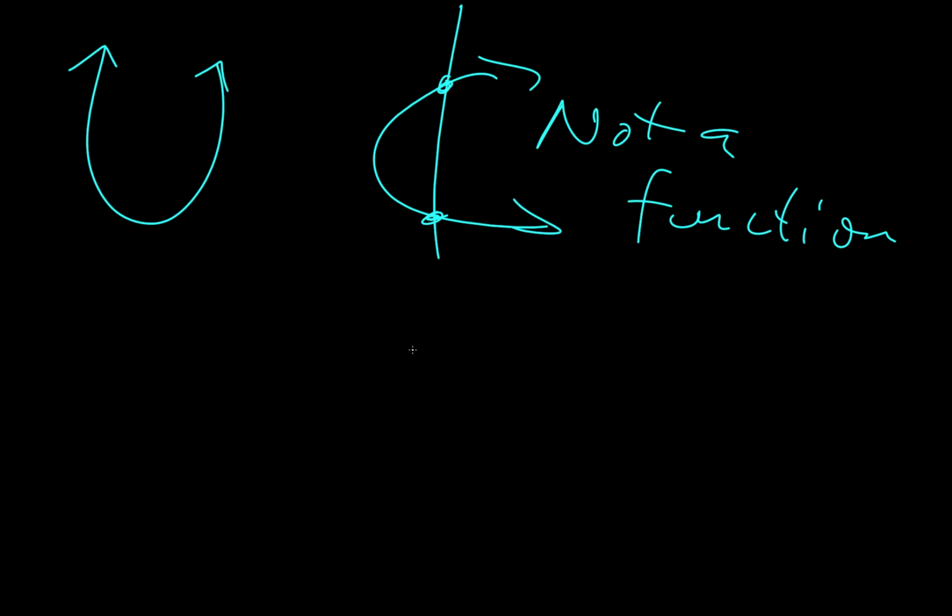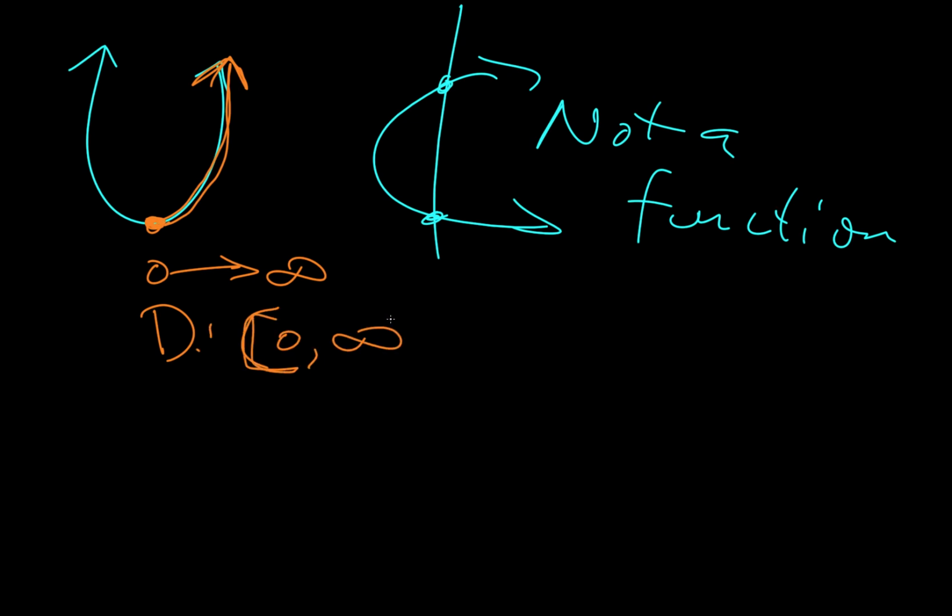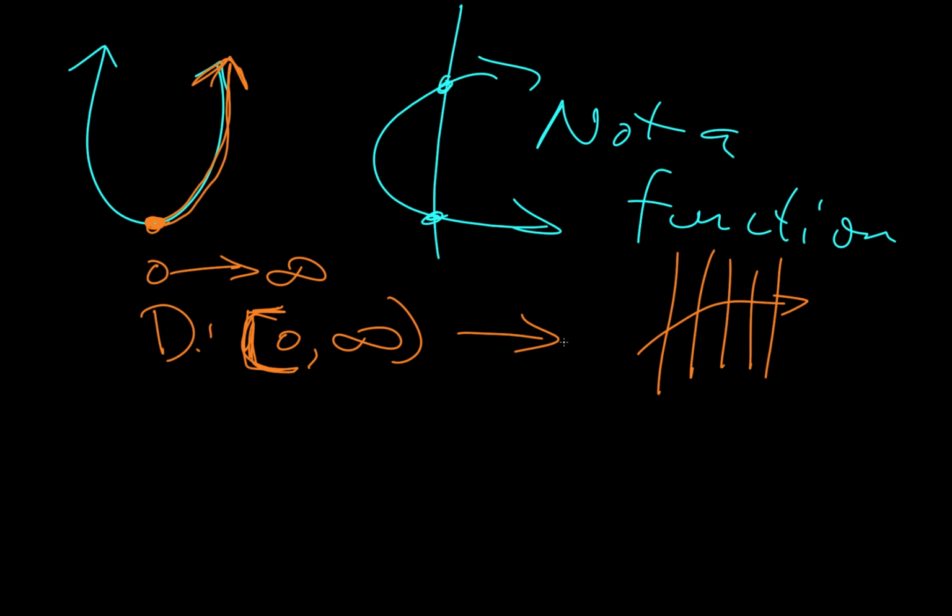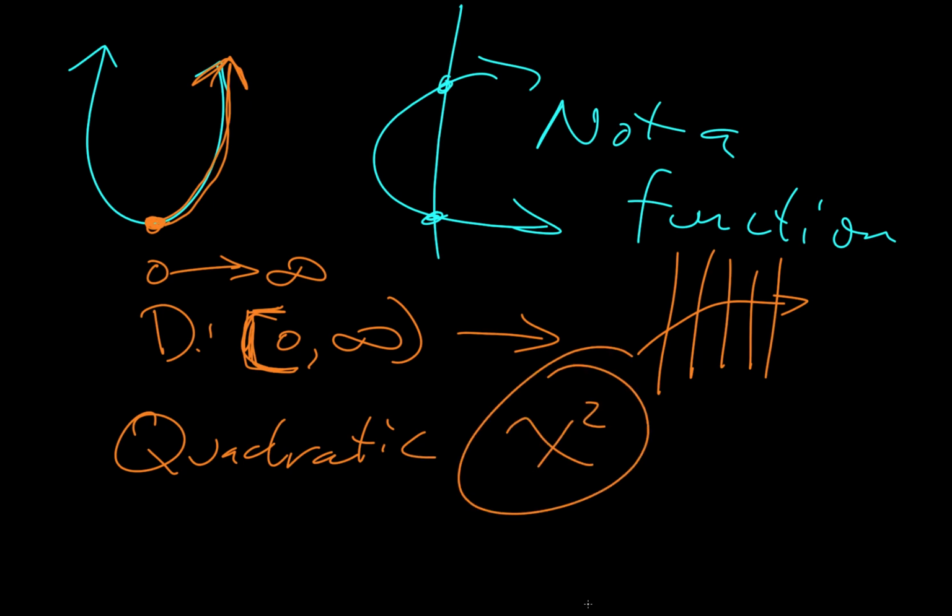So if you think back a few lessons, we talked about domain restrictions. So actually what we're going to do is we're going to restrict our domain to from 0 to infinity. So domain, square bracket 0 to infinity. Okay, and then that's going to force our function to look like this, which passes the vertical line test. So if you start with a quadratic, which is just anything where the highest power of x would be x squared, then we need to restrict our domain.